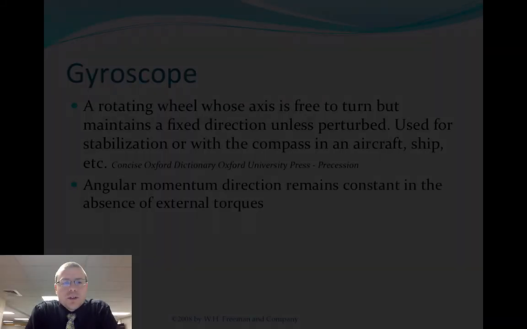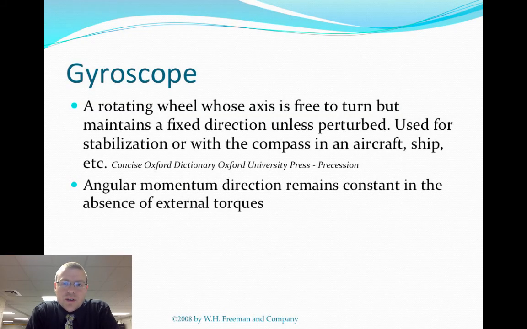Hey everyone, what we want to do here is talk about the gyroscope that we saw in class today. So what we said is a gyroscope is just a free wheel that is rotating around a fixed axis and is trying to maintain its constant angular momentum in the same direction in the absence of external torques. And when there is an external torque, we saw some weird phenomenon happen.